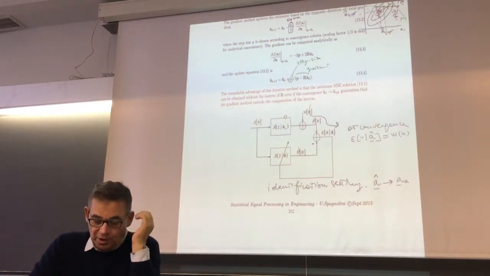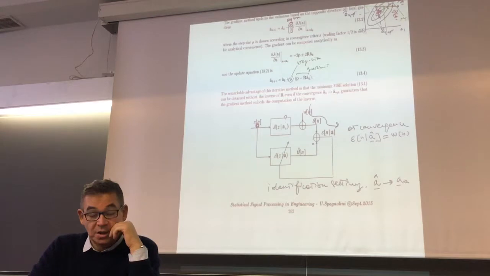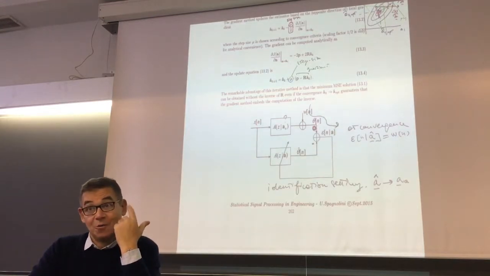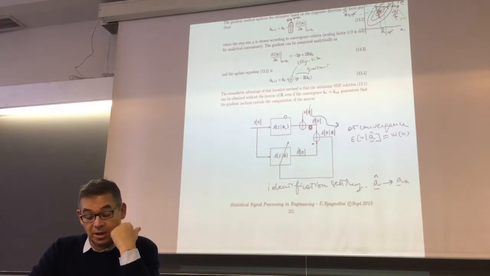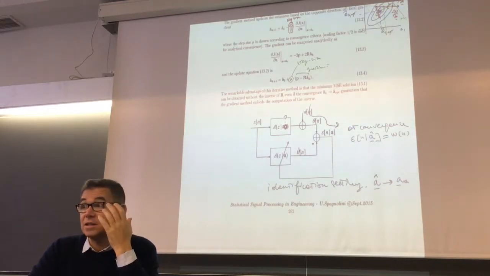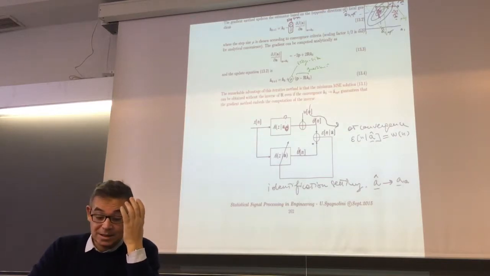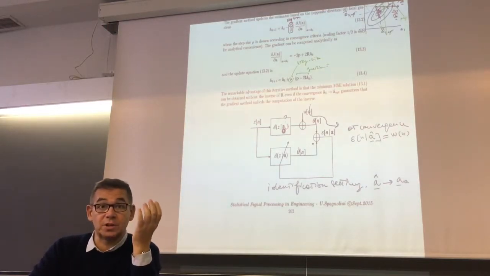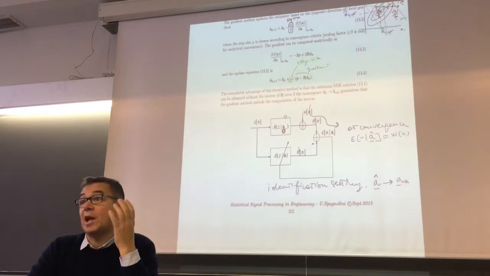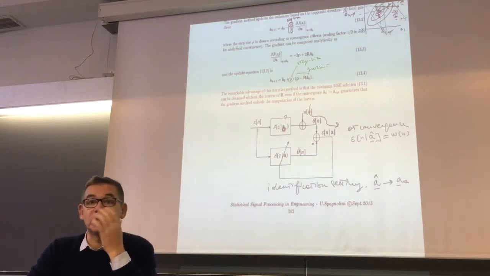So the goal is the following. We have the input xn, and we measure the input. We have the output theta, and we measure the output. And we have a linear time-invariant system, and this linear system depends on a set of coefficients that I call A0, or A optimal, or A true, or A whatever.